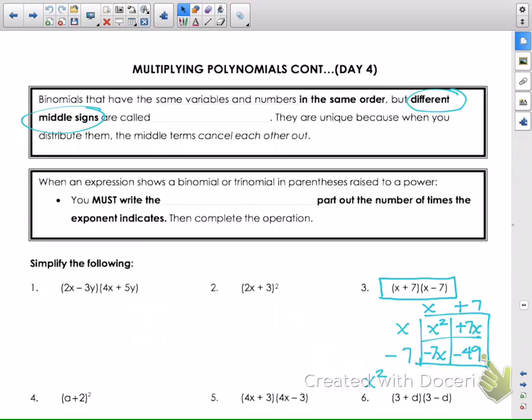When I go to combine like terms, something special is going to happen here. And what is it? The x's are going to cancel out. This happens every single time. Are you sure about that? Yes. Every single time it's the same two terms, but one's positive, one's negative. The middle terms cancel out, and you end up with only the first and the last, with no x term in the middle.